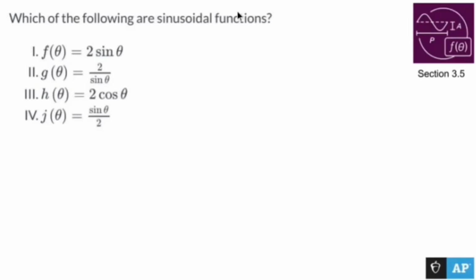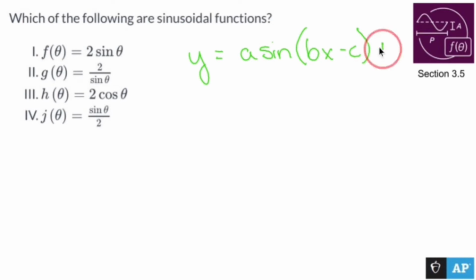Which of the following are sinusoidal functions? Now, this is 3.5, and you were probably taught that a sinusoidal function is something in this form: y equals A sine B times theta minus C plus D, where A is the amplitude, B is the frequency (if you haven't learned frequency, you will), C is a phase shift, and D is a vertical shift. Basically, if you can write it out like this, it's a sinusoidal function.